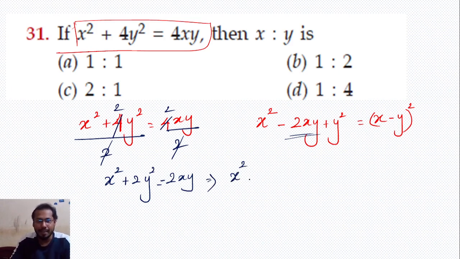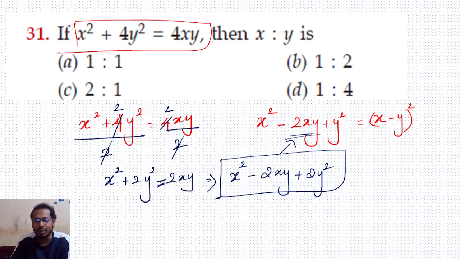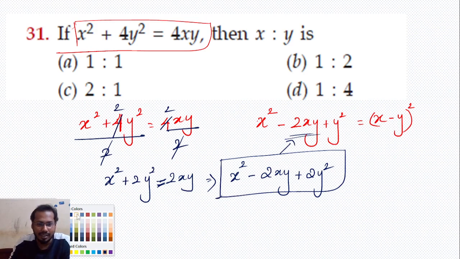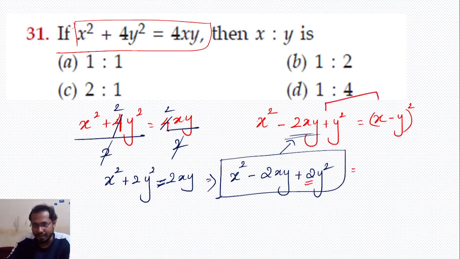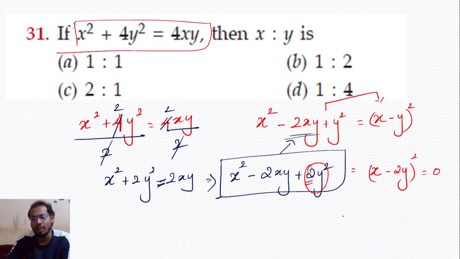x square, this right hand side I'm going to write on the left hand side, so minus 2xy, plus 2y square. Look at this, guys. So I can convert this according to the formula, but there is one extra thing, that is this 2y square, correct? So I can't do anything, so this makes the changes in ratio. So this formula is nothing but x minus y, right? So I'm going to write x minus, but here the y is 2, so 2y the whole square, that is equal to 0.